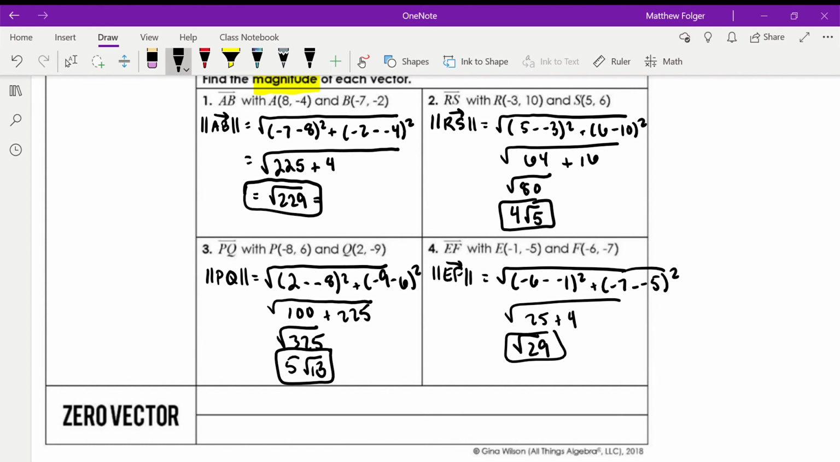And the last thing, just a zero vector, it's right in the name, but a zero vector is a vector with, you can hear my daughter in the background, a magnitude of 0. Okay, and we're going to get into why that's important soon.